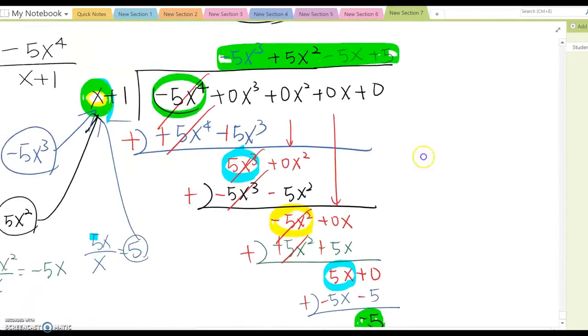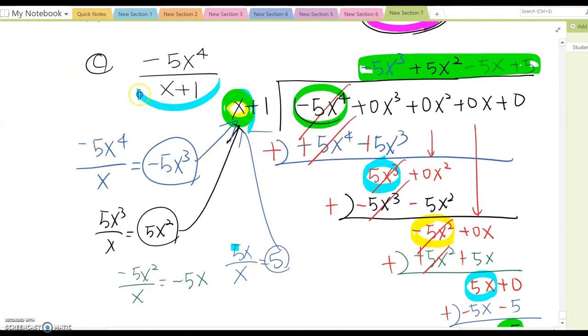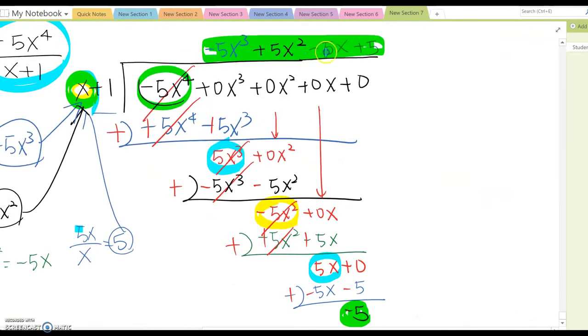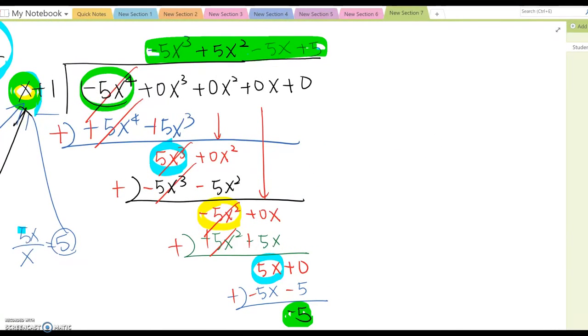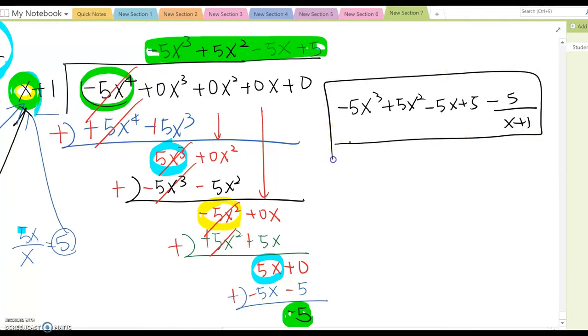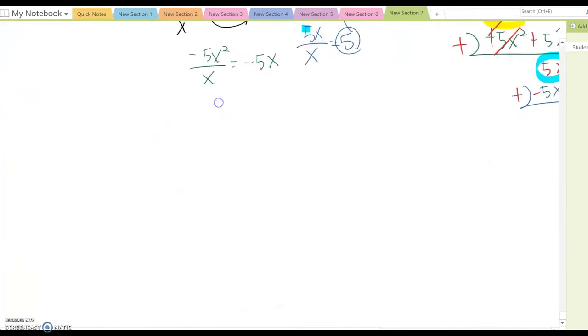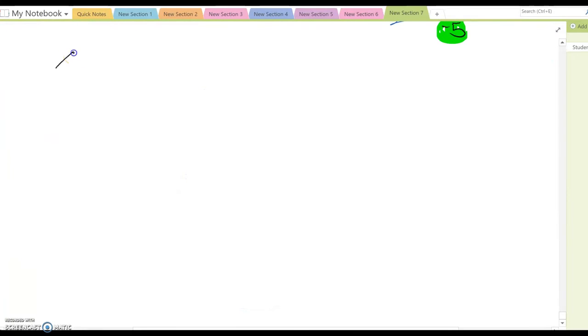But now, was this in function form? No, right? Then you can just say this and this, or we just want to make the answer clearer: negative 5x cubed plus 5x squared minus 5x plus 5 and minus 5 over x plus 1. There will also be another answer from here. Okay, so the next one is synthetic division.